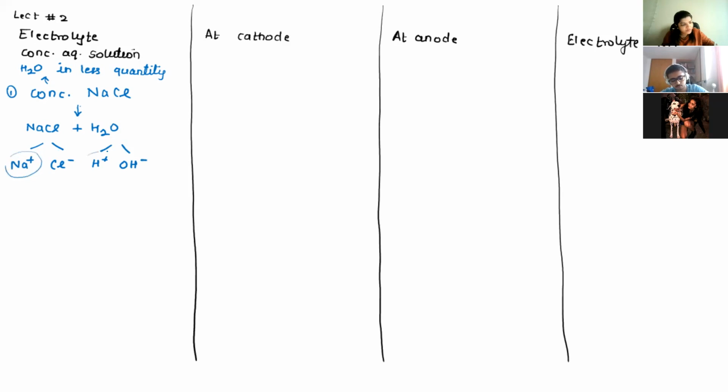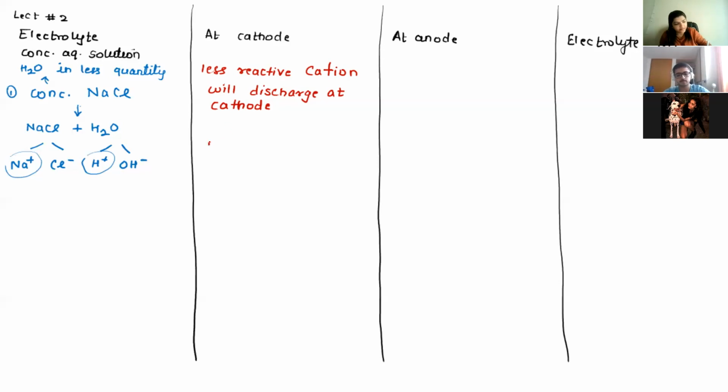Now Na+ and H+, once again there will be a competition about who will discharge at cathode. The rule remains the same: the less reactive cation, that is positive ion, will discharge at cathode. So yes, Akbar, tell me Na+ and H+, which is the less reactive cation? H+. Correct, very good. So it will be H+.